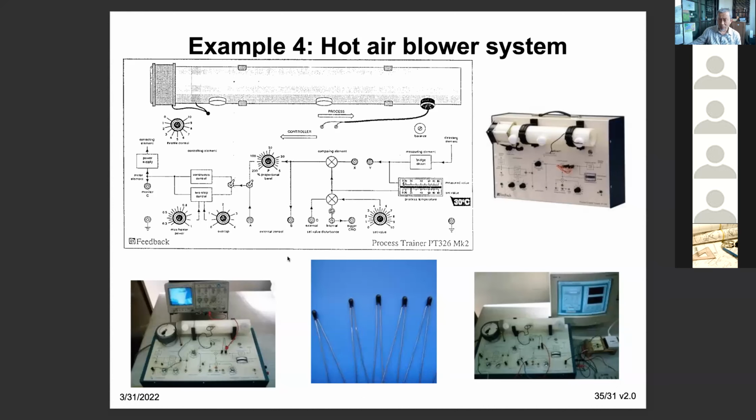So the blower is this one. This is a fan that will rotate. And there is the heater here, a grill heater. So it's very hot. Then this fan will blow this heater, and the hot air will go through the tube until here. So the output is the hot air.